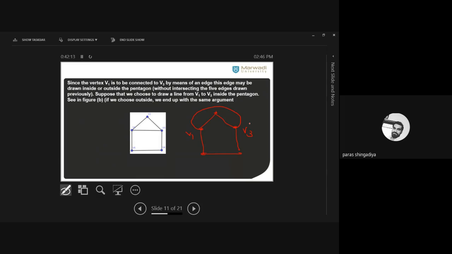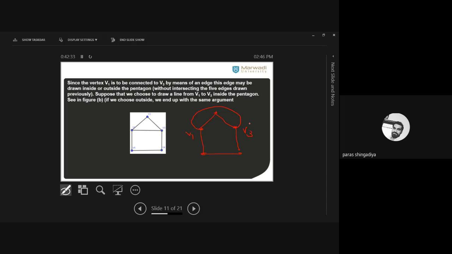Clear? Consider the pentagon. Explain the pentagon: which type of circuit will be followed and how many regions at this stage. That is step 1. In step 2, connect V1 and V3. So how many possibilities do you have to connect V1 and V3? You have 2 possibilities: one is inside and the second is outside.